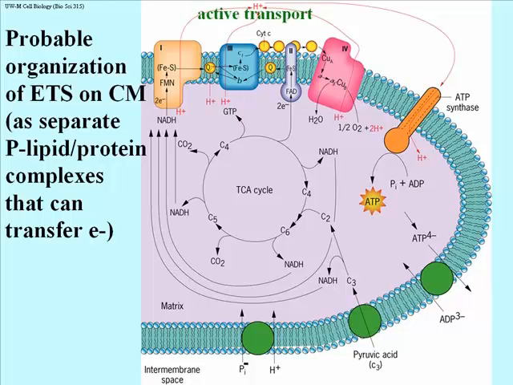Complexes 1 and 4 and coenzyme Q use the free energy of electron transport from NADH or FADH2 to force protons out of the mitochondrial matrix. Because this process requires energy, you may recognize it as a form of active transport.